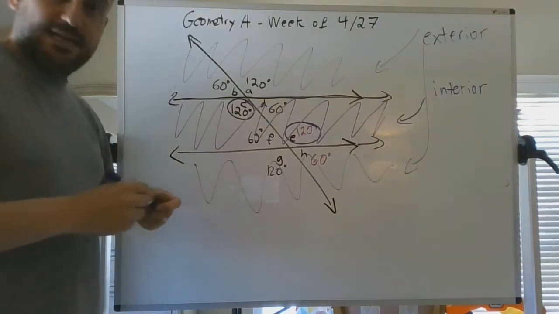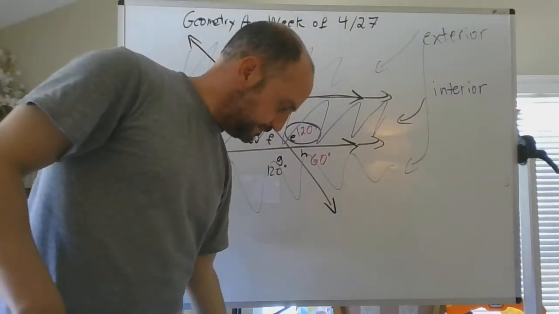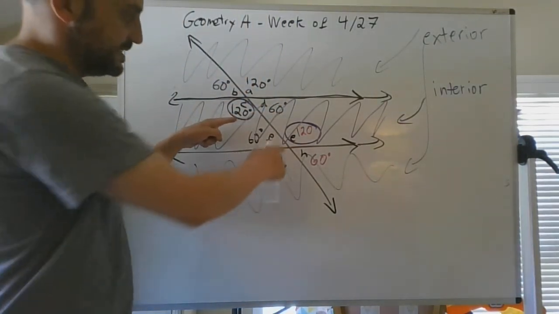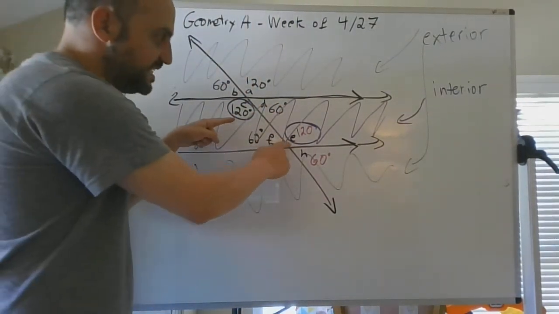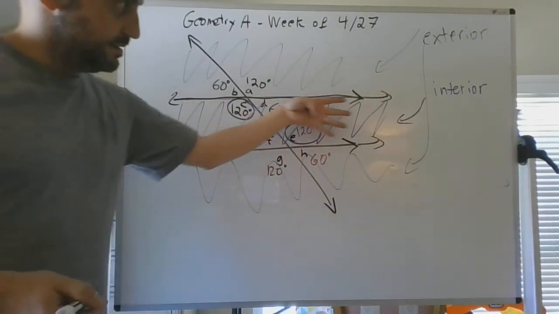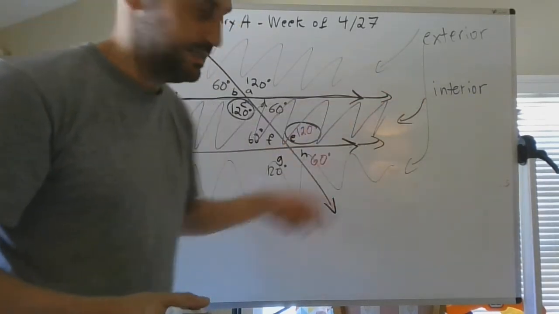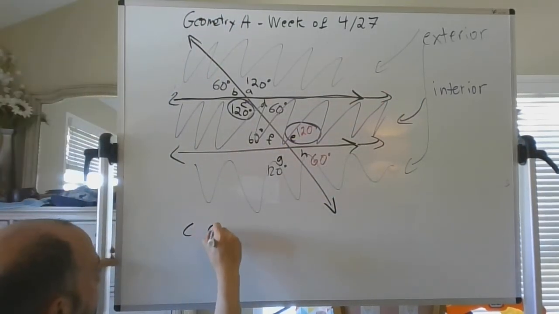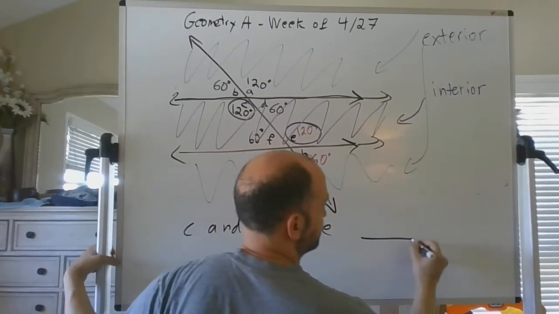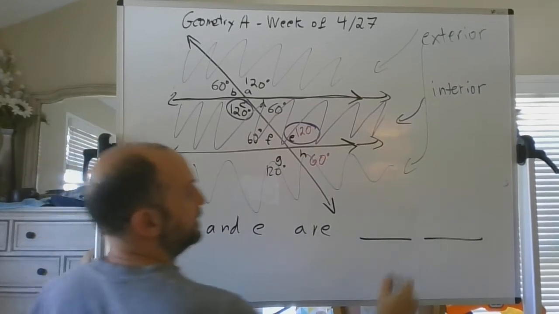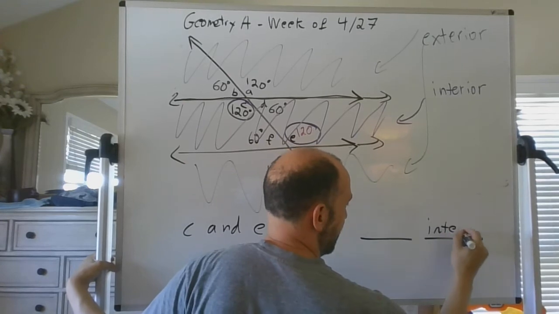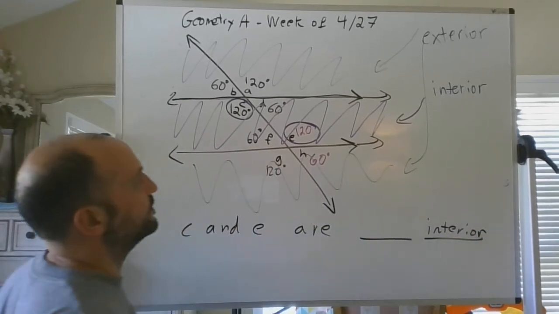Great. Here's what's going on now. You guys ready for this? The next thing we have to figure out is this. I said, let's look at C and E. So let me ask you this: are C and E on the interior or on the exterior? Well, they're in the purple here. The purple area right there is the interior. So I'm going to write down here, C and E are, there's a word for it, kind of like a vocab. C and E are, I know they're interior, but what kind of interior angles are they?